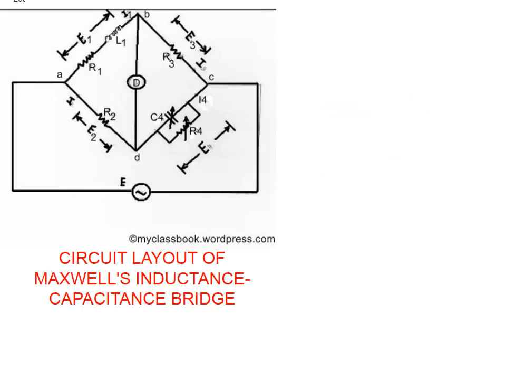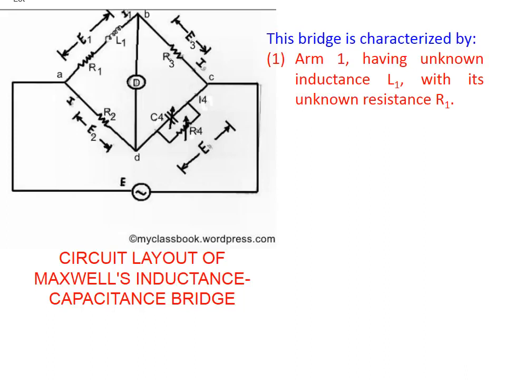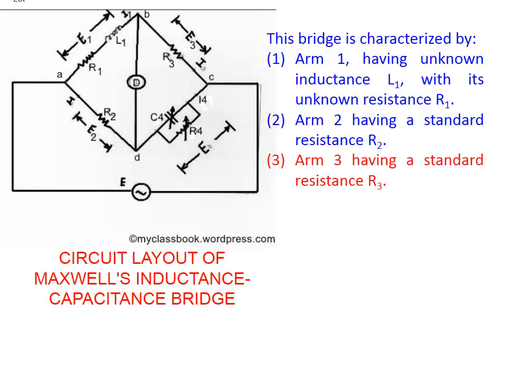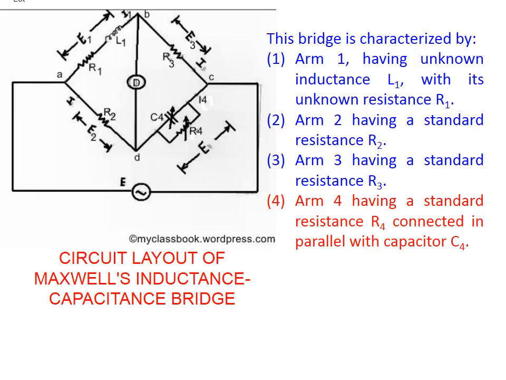This figure shows the circuit layout of Maxwell's inductance capacitance bridge. This bridge is characterized by arm 1 having unknown inductance L1 to be measured with its equivalent unknown resistance R1. Arm 2 having a standard resistance R2. Arm 3 having a standard resistance R3. Arm 4 having a standard resistance R4 connected in parallel with capacitor C4. Both R4 and C4 are known.